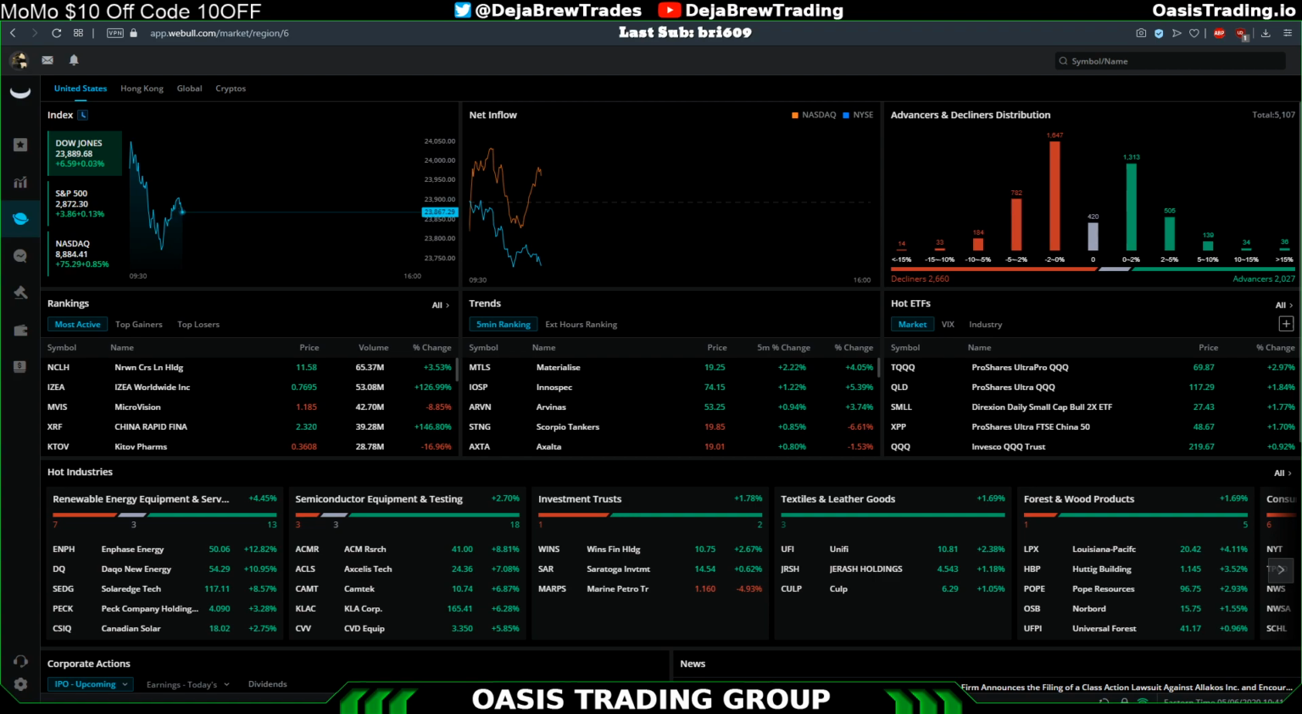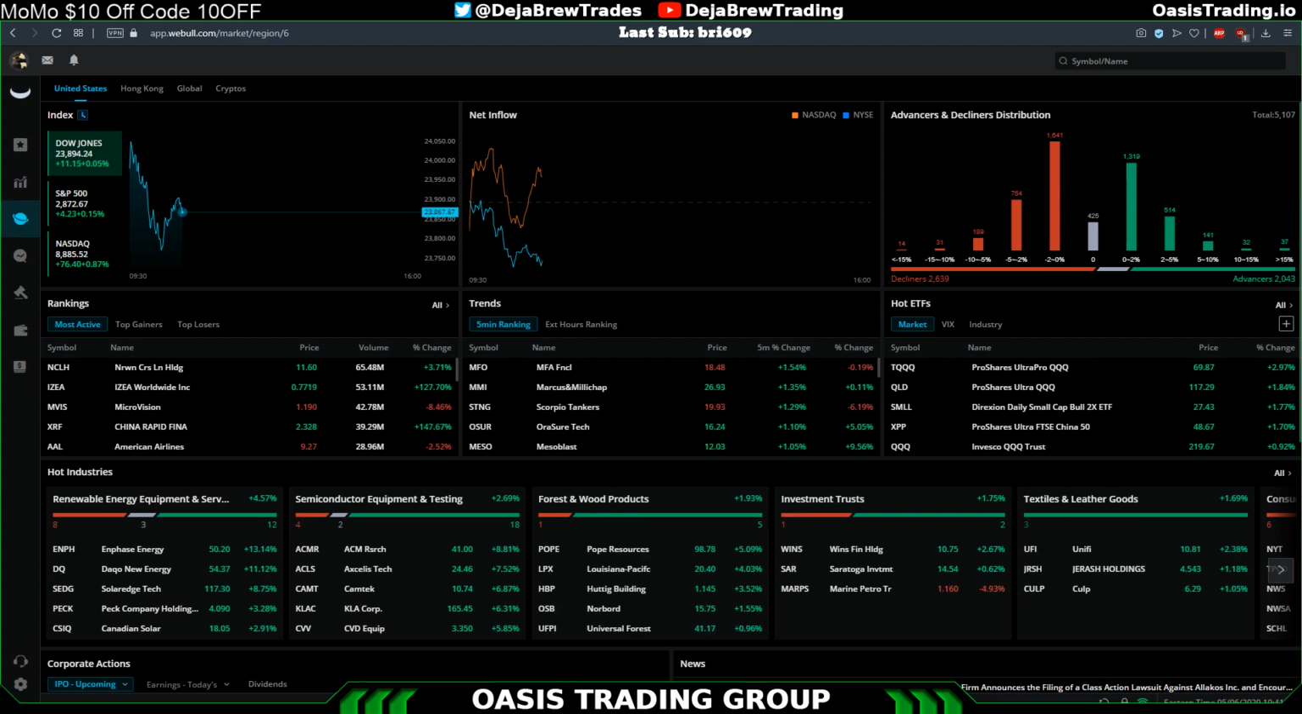Today's going to be WeBull Wednesday, so we're going to be talking about WeBull's platform. We're going to be showing off a few of their features. We're also going to be doing some scans, looking for some penny stocks. I'm going to be giving some tips and tricks on how to trade penny stocks.